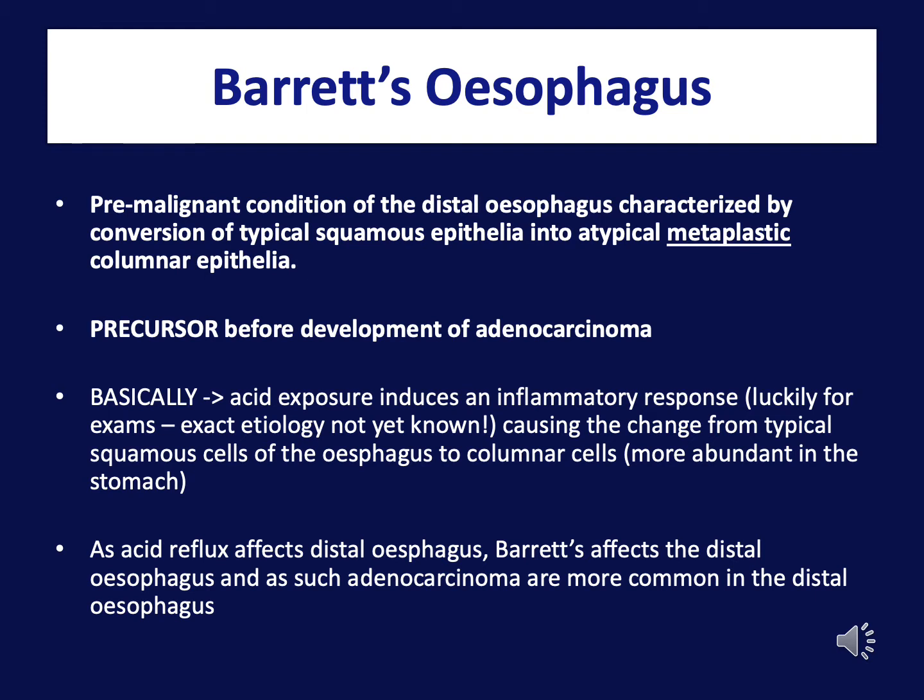Anyway, it's important because it's the precursor before the development of adenocarcinoma. And lucky for us, the exact etiology is not understood. But basically, acid exposure induces an inflammatory response and causes a change from squamous to columnar cells. And as acid reflux affects the distal esophagus, Barrett's also affects the distal esophagus, and thus adenocarcinoma affects the distal esophagus.